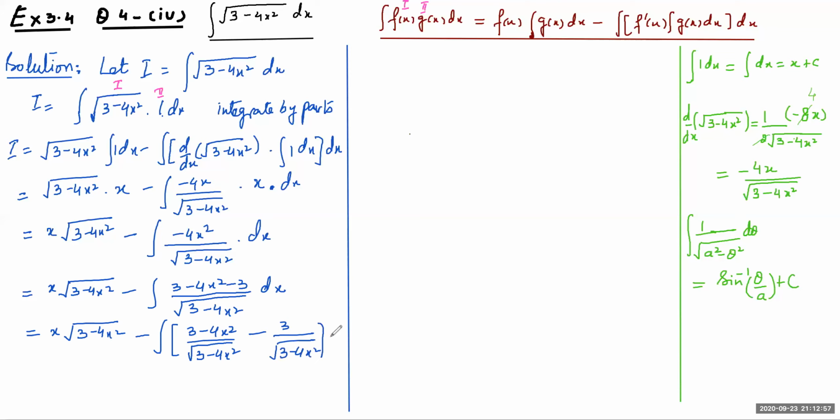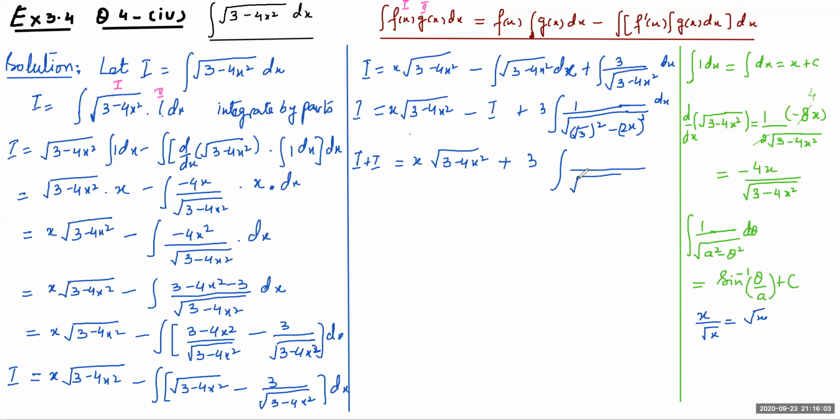Bring this I over here. This will become I plus I equals x into square root of 3 minus 4x square plus 3 integral. I'm just writing the denominators right now. And I get it like this, square root of 3 square minus 2x square, and I have a dx here and I have a 1 here which I have not written.